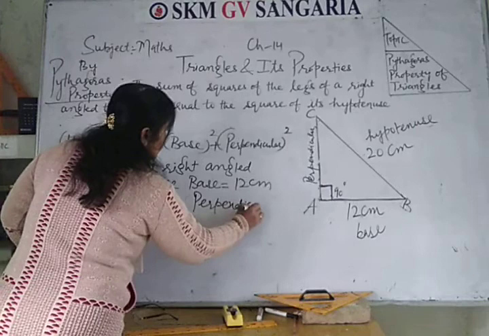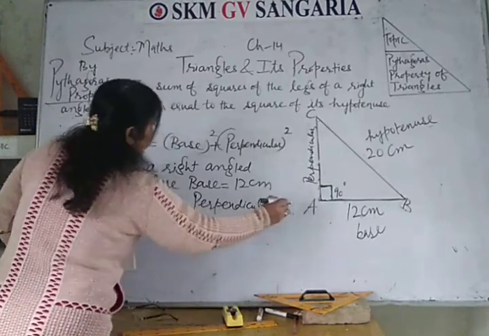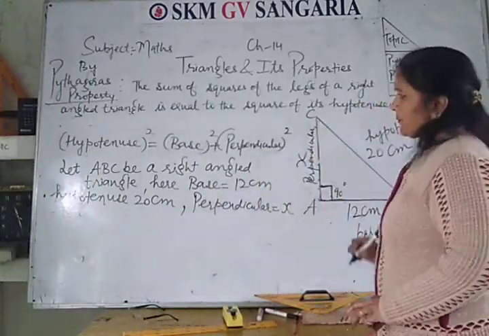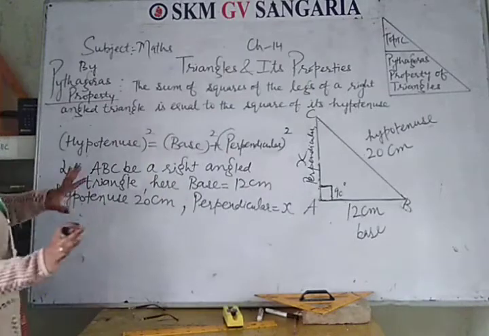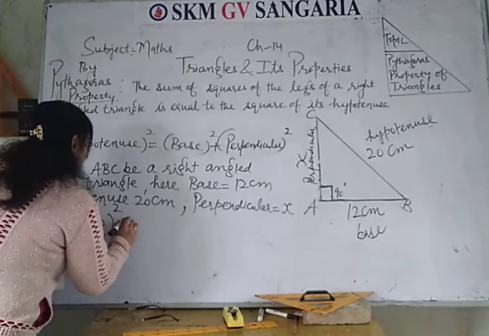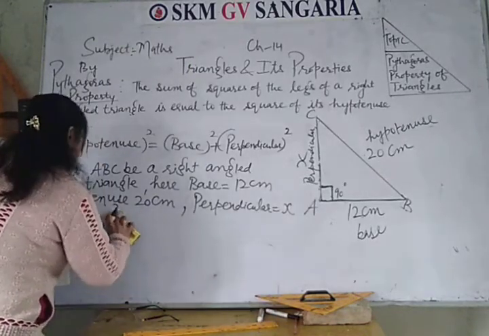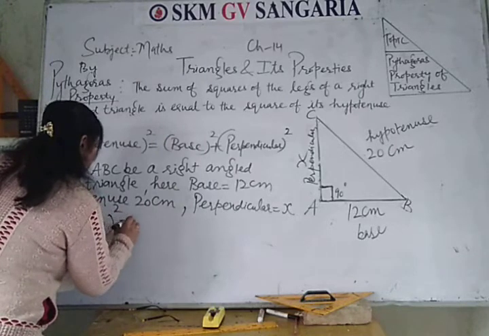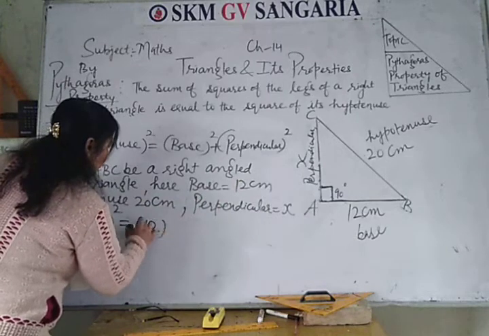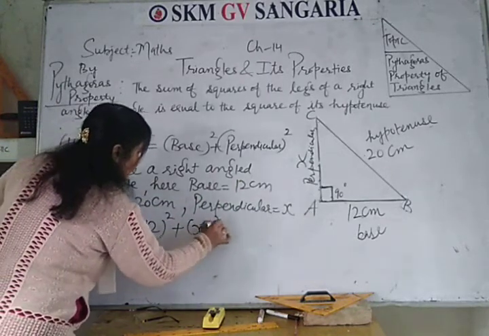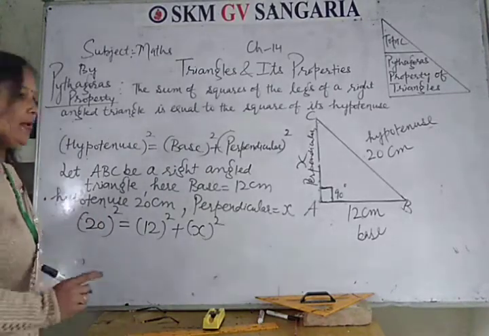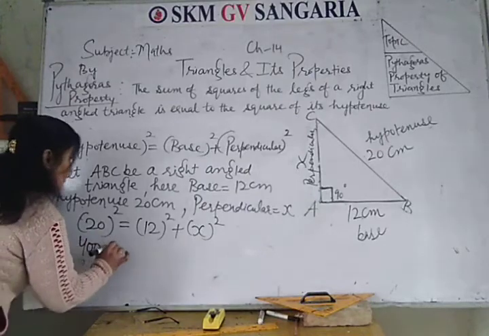Perpendicular, let it be x. Perpendicular is missing, let it be x. So by applying Pythagoras property, hypotenuse square is equal to the sum of the squares of base and perpendicular. Okay. Then 20 square, please multiply, 20 square is 400.